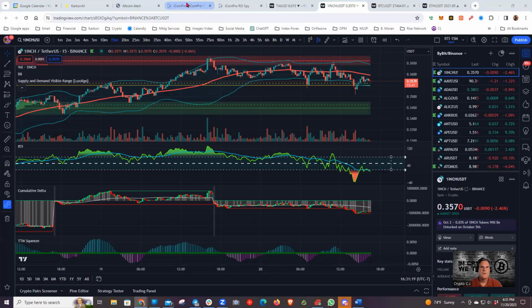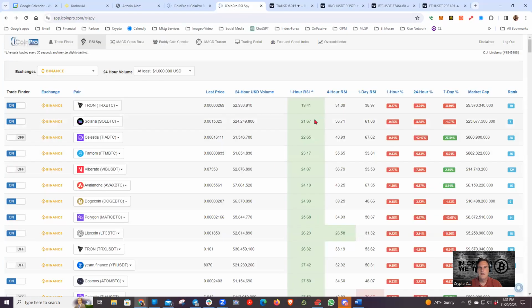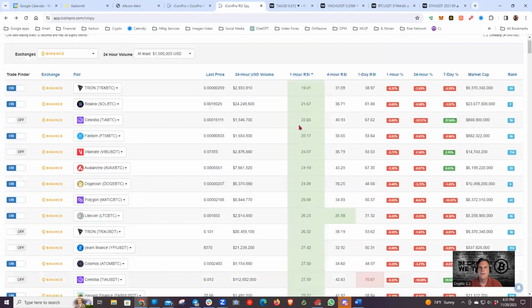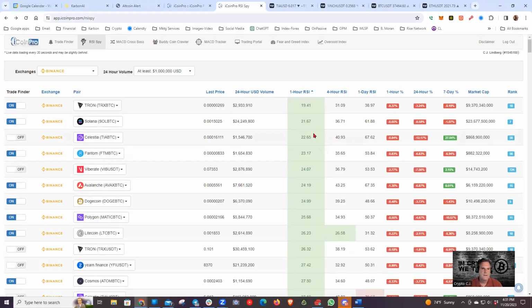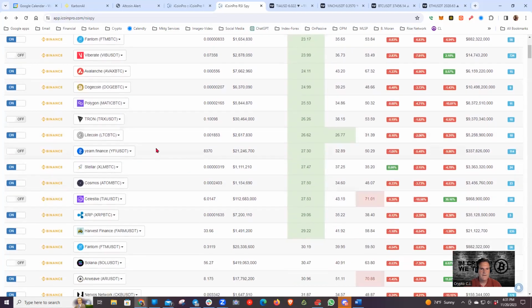Let's go back to iCoinPro and the RSI SPY. We had some dips earlier today, so a lot of these are listed. This means it's dipped below the 30 on the RSI 1 hour chart. That's different than the RTI I've been showing you in a different time frame, but this is still valuable information. If something's dipped below, it's usually due for a comeback. These are almost all Bitcoin pairs though. YFI is something I trade sometimes. TIA I have up here.